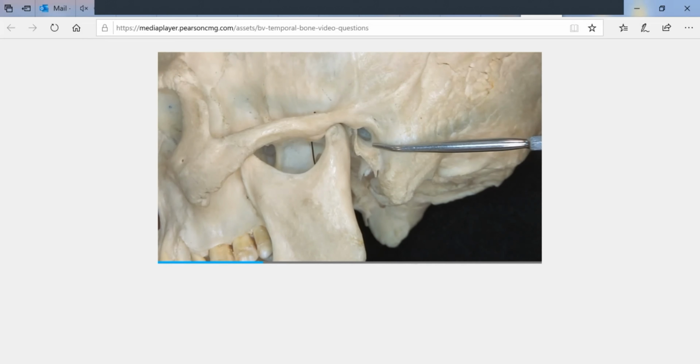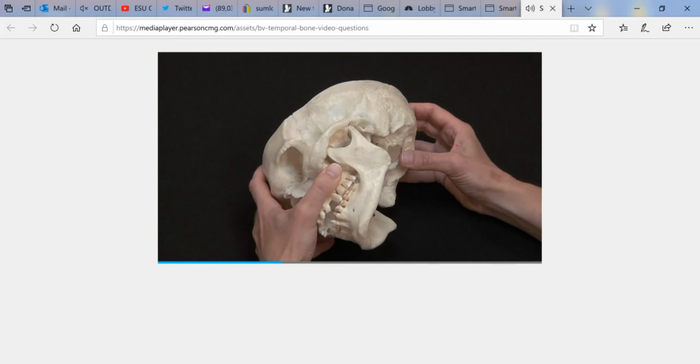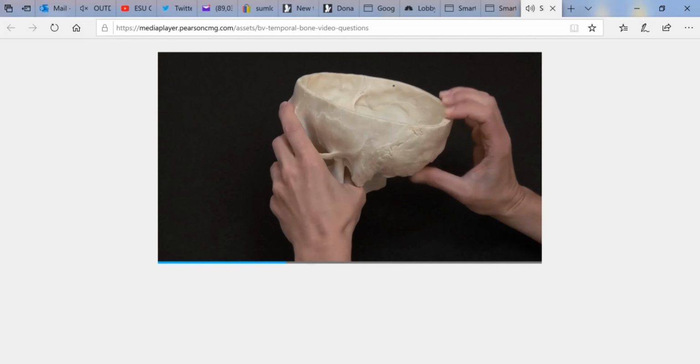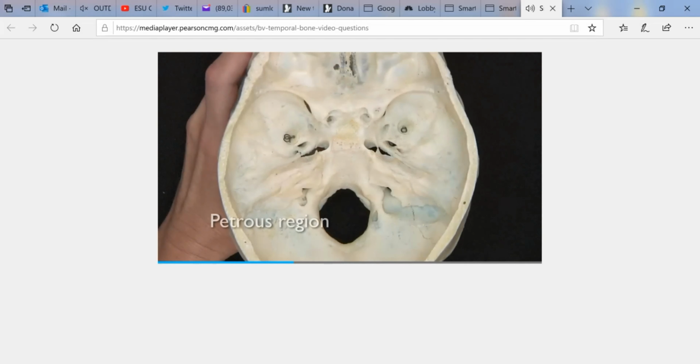The region posterior and inferior to the external acoustic meatus is the mastoid region. The internal surface of the temporal bone forms a mountainous ridge containing the inner ear that is called the petrous region.